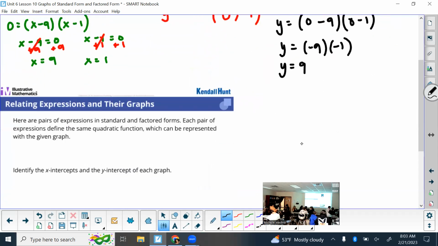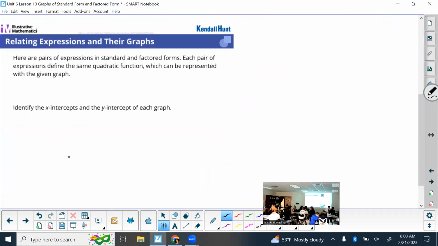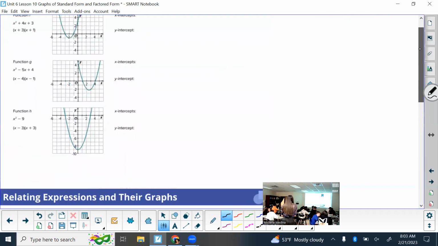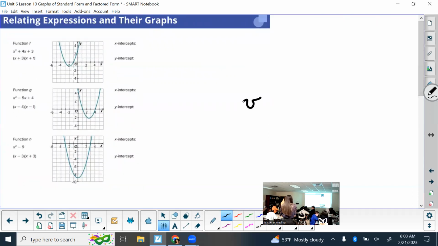All right. So we'll try to make this quick because I do want to give you some time to practice. Here are pairs of expressions in standard and factored forms. Each pair of expressions defines the same quadratic function, which could be represented with a given graph. You're going to do your best to identify the x and y intercepts of each graph. When you're done, I'll know that you're done and ready to review the answers when you open up your Chromebook and access your puzzle piece for lesson 10.